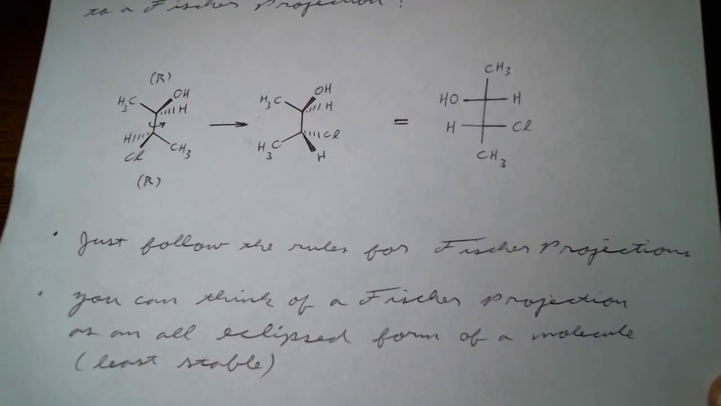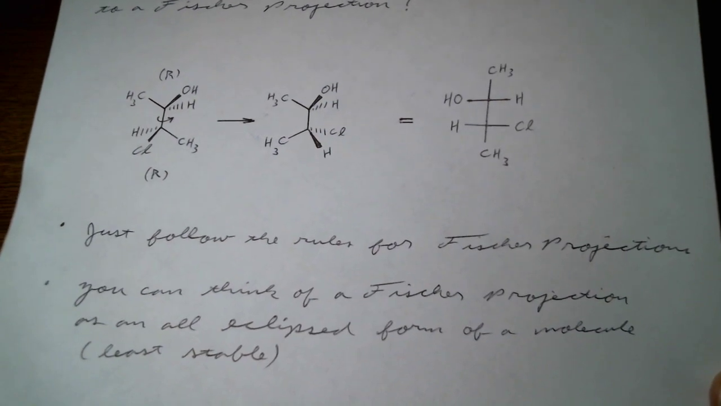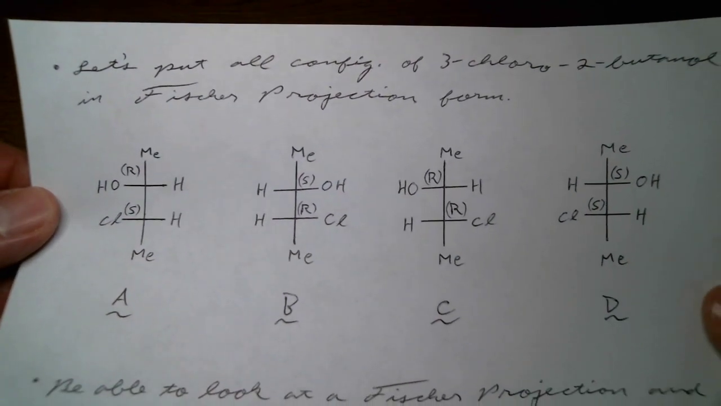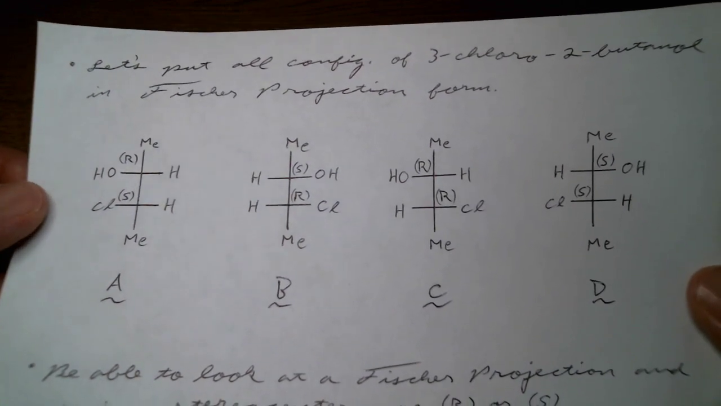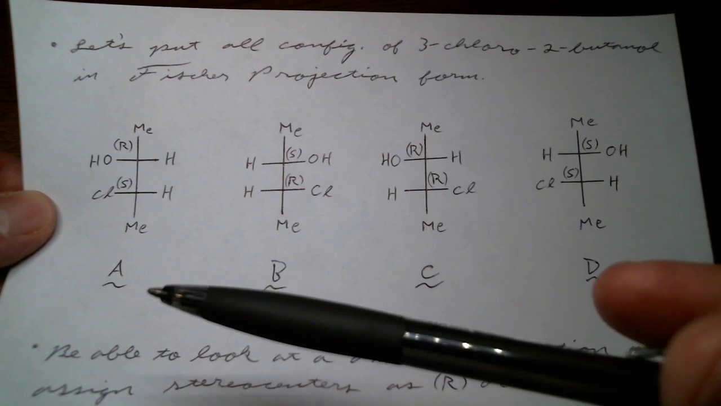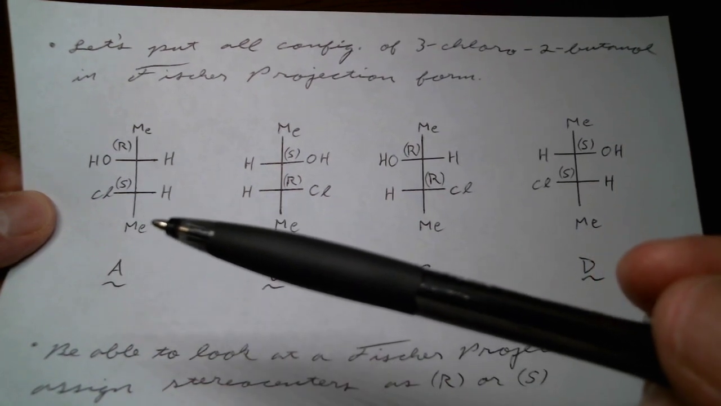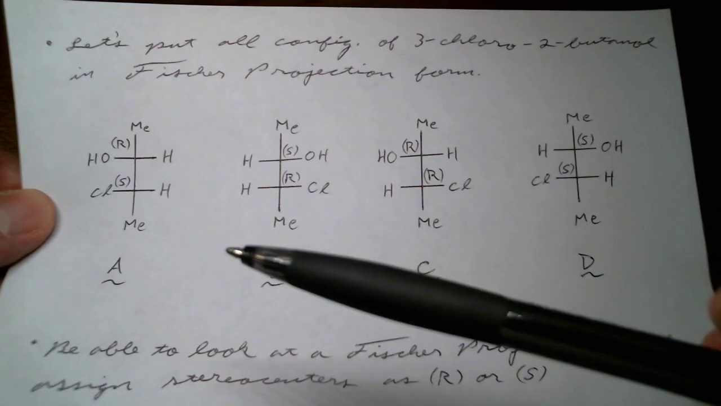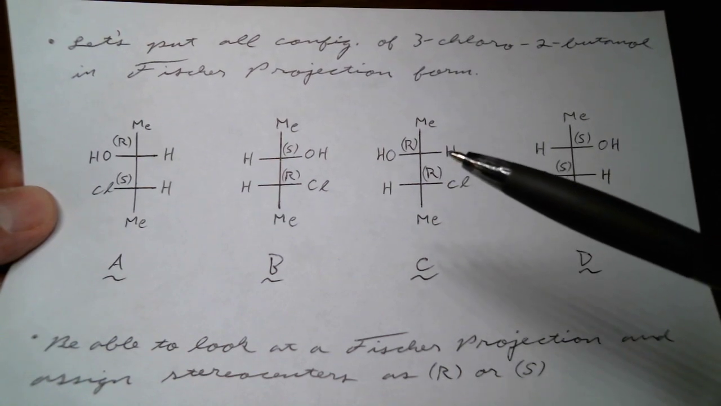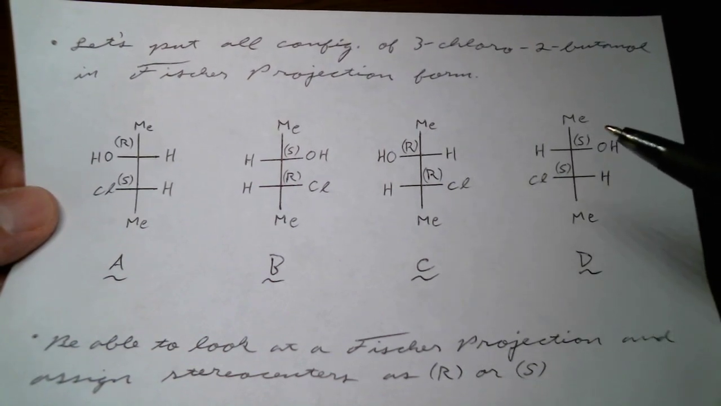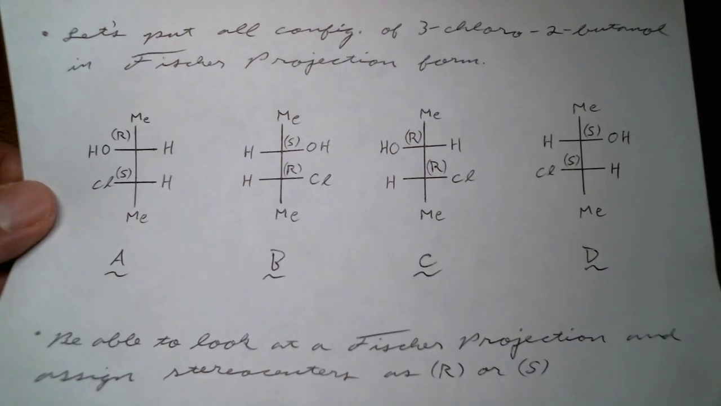So we'll continue with how we might see test questions written concerning Fisher projections. That's always something useful. How do I get points and demonstrate my knowledge? Let's put all configurations or stereoisomers of 3-chloro-2-butanol in Fisher projection form. So in A, we have the SR 3-chloro-2-butanol. In B, we have the RS 3-chloro-2-butanol. In C, we've got the RR 3-chloro-2-butanol. And in D, we have the SS 3-chloro-2-butanol.